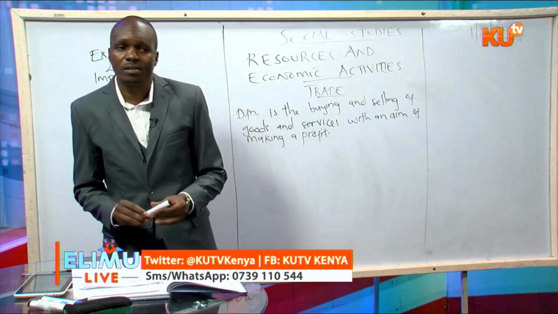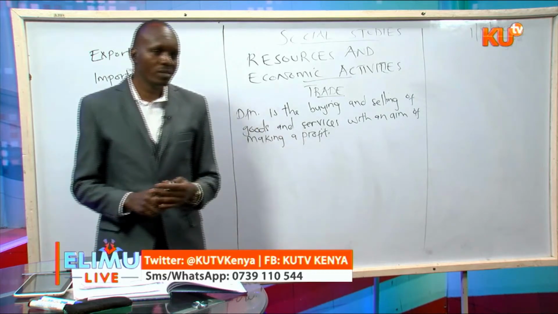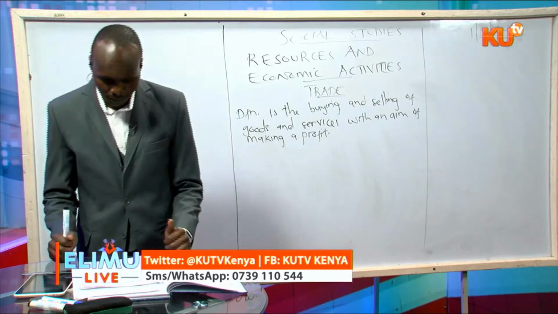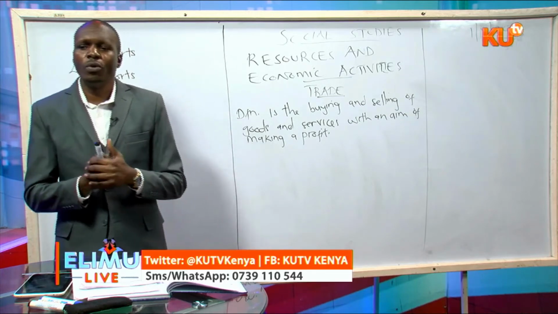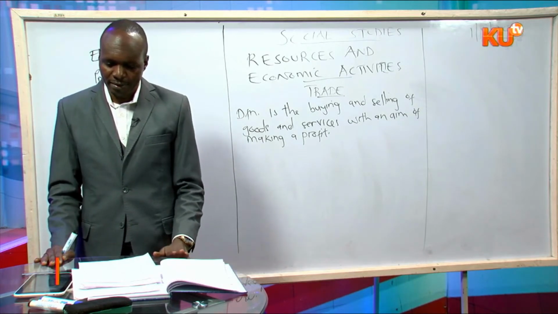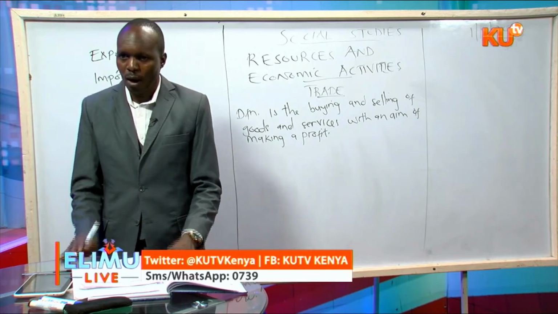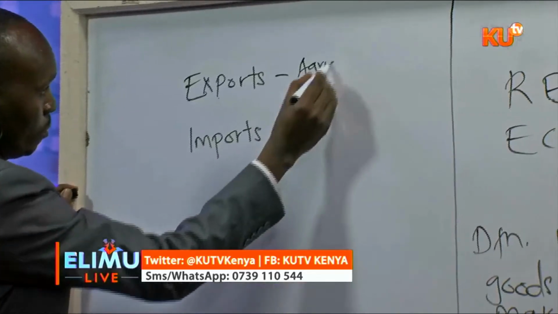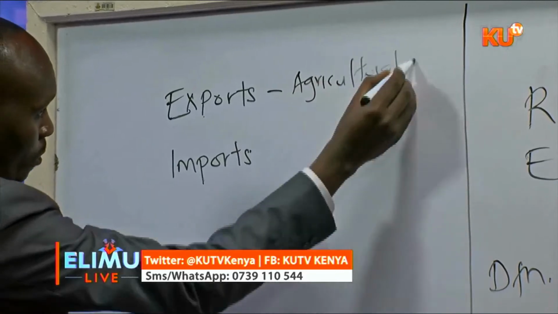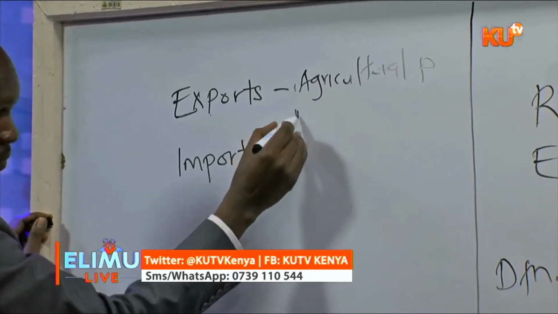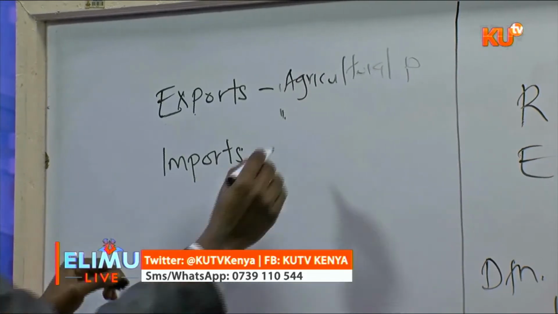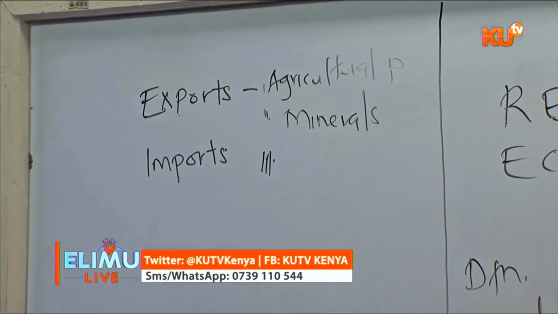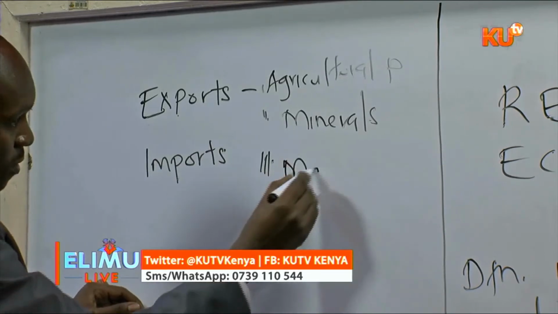Kenya mainly produces agricultural produce, and therefore that is the major export for our nation, Kenya. And under exports, we do have three classes, three categories. That is, 1, agricultural produce. 2, minerals. 3, manufactured goods.